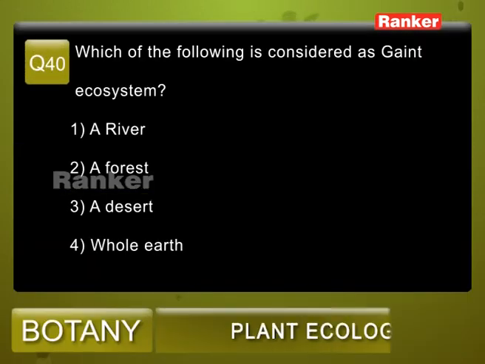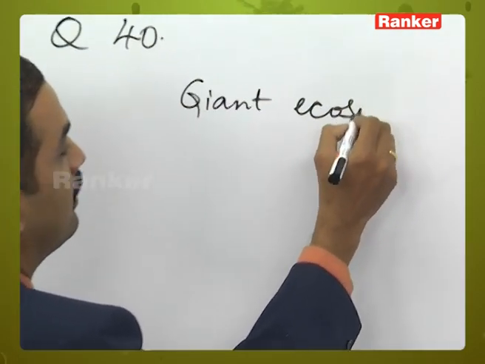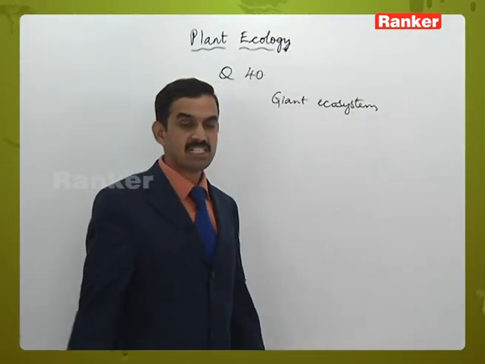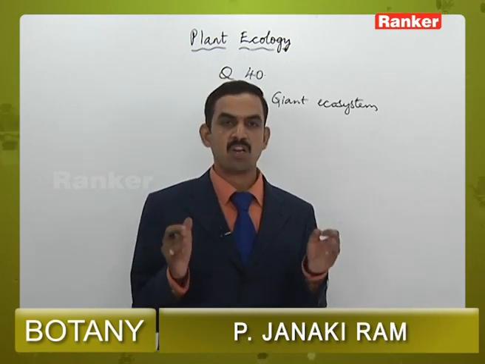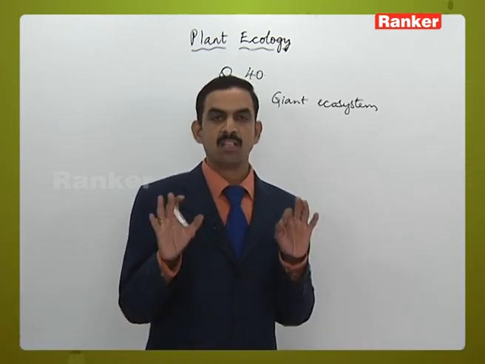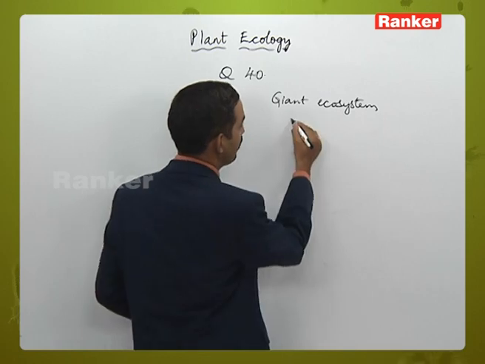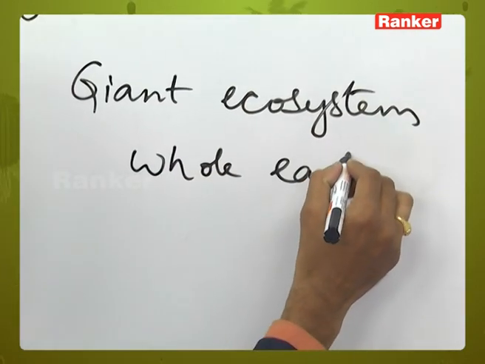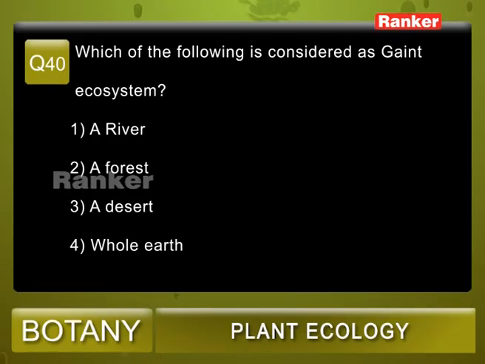Question number 40, which of the following is considered a giant ecosystem? Options: 1. A river, 2. A forest, 3. A desert, 4. Whole earth. So here the giant ecosystem is the largest ecosystem. The largest ecosystem is the place on earth where living organisms are inhabited. The entire earth itself is an inhabited region, so the whole earth is considered to be the giant ecosystem. So question number 40, the correct answer is 4.